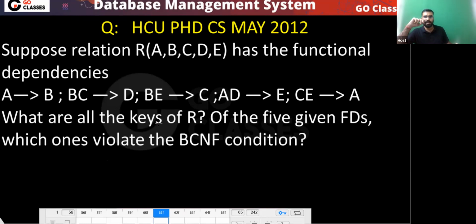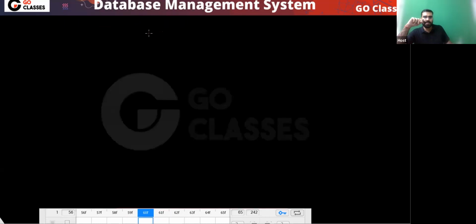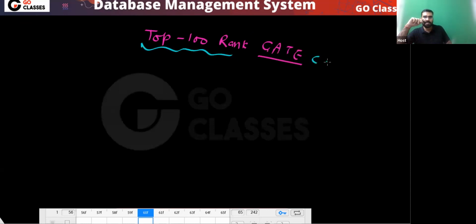Now let's see this. Actually, if you get a top 100 or maybe 150 rank in the GATE exam, in GATE CSE, then automatically you will get ONGC, you will get IOCL, and you will get BIS.